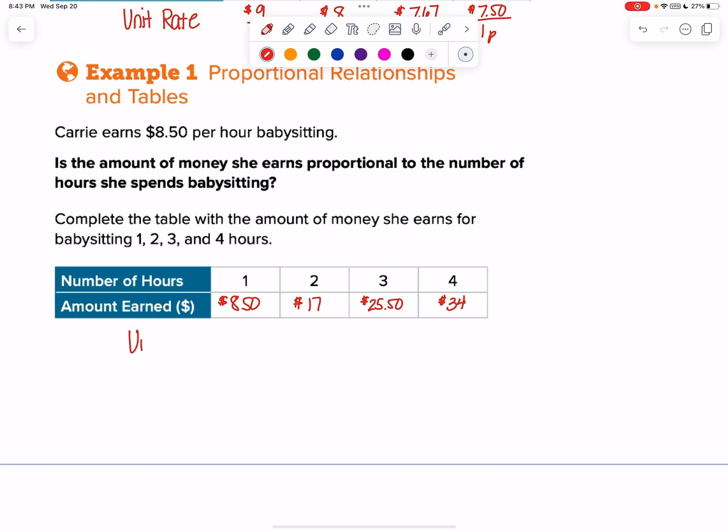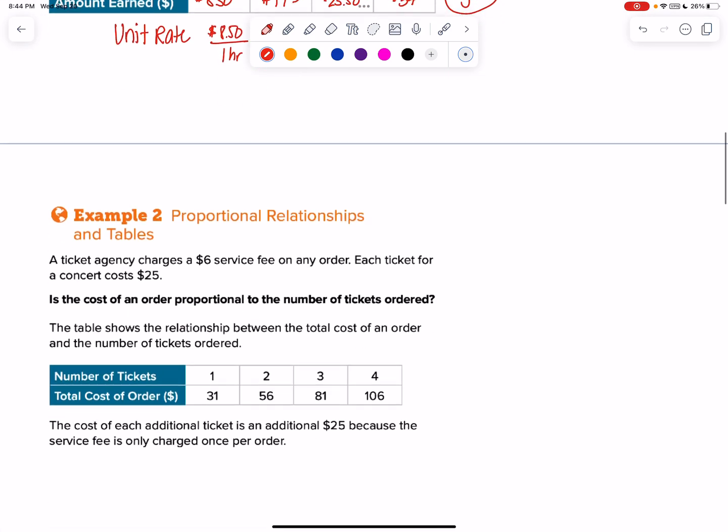So let's just go ahead and prove it, because that's what our practice is with this. So write unit rate. Let's just test it out with 2 of them to see. So $8.50 divided by 1 is obviously $8.50 per 1 hour. Okay, and let's test it with one other one, and let's do our 17 divided by 2, which we know is also going to be $8.50 per hour. Okay, and so there's our proof. We have the same unit rates. So is the amount she earns proportional? Yes, it is.